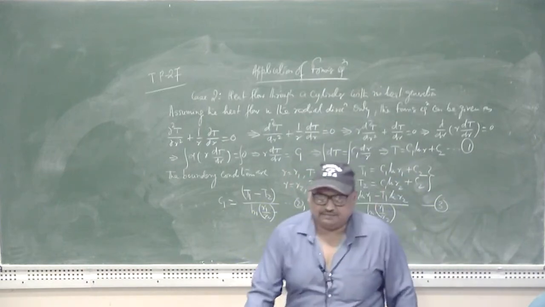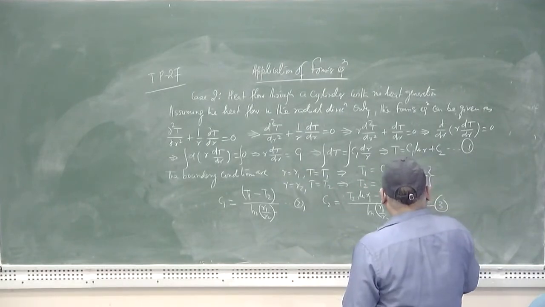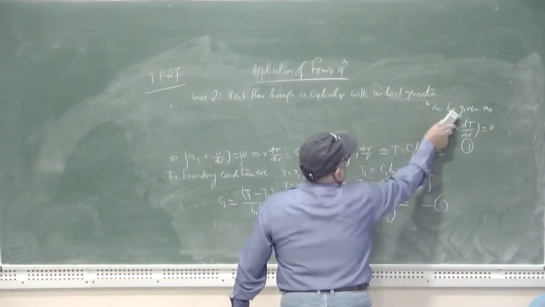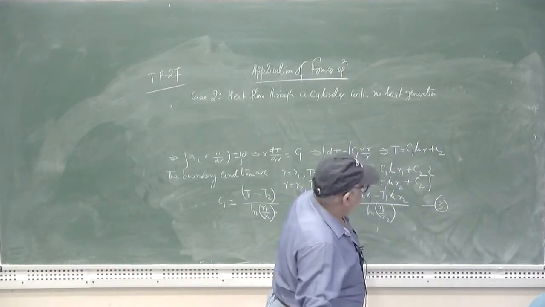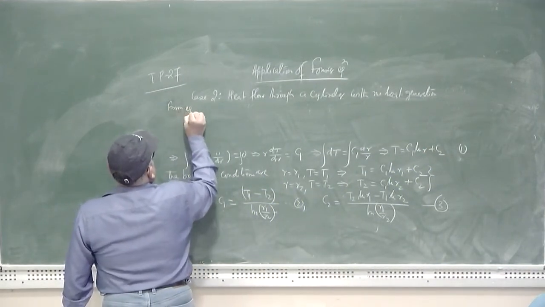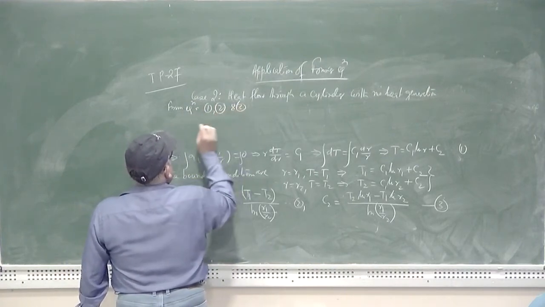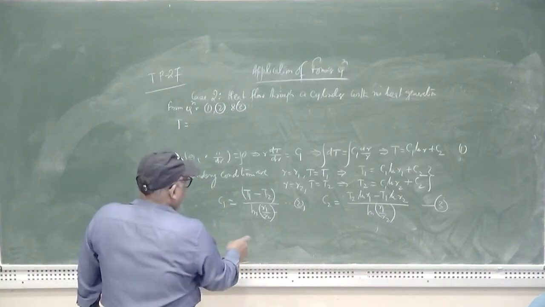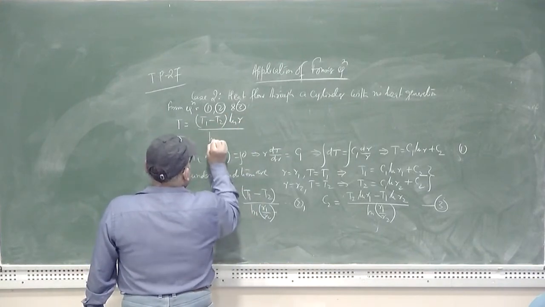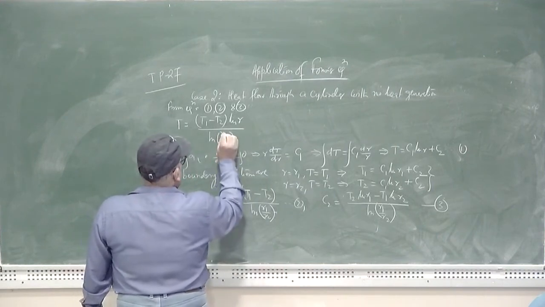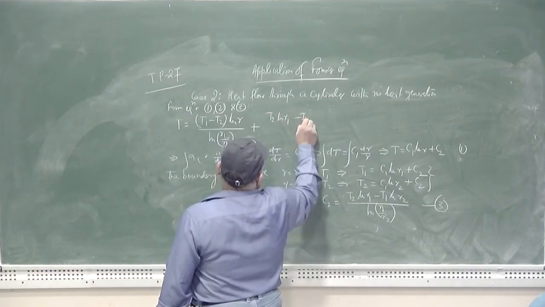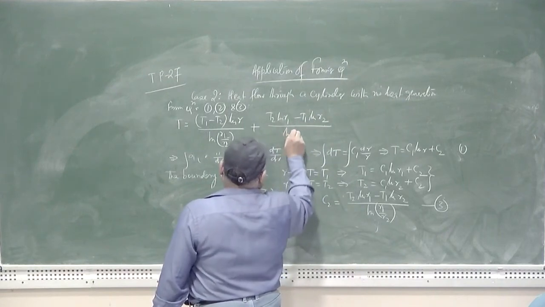Now from equations number 1, 2 and 3, the expression for the temperature profile comes as T is equal to C1 ln R, that is (T1 minus T2) ln R divided by ln R1 upon R2, plus C2, that is (T2 ln R1 minus T1 ln R2) divided by ln R1 upon R2.